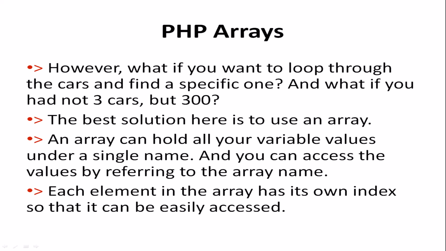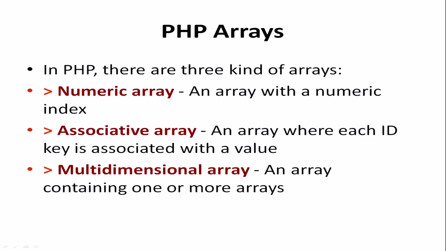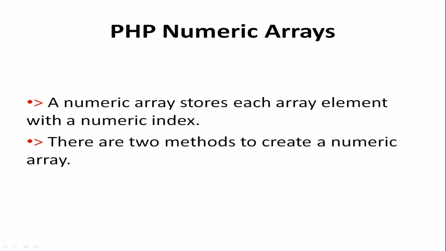For example, if you consider an array, you can store multiple values, and you can create an index, and based upon the index element you can create an array. So let us see what are the different kinds of arrays we have. Numeric array, an array with a numeric index. Next one is associative array, an array where each ID key is associated with a value. Multidimensional array, an array containing one or more arrays.